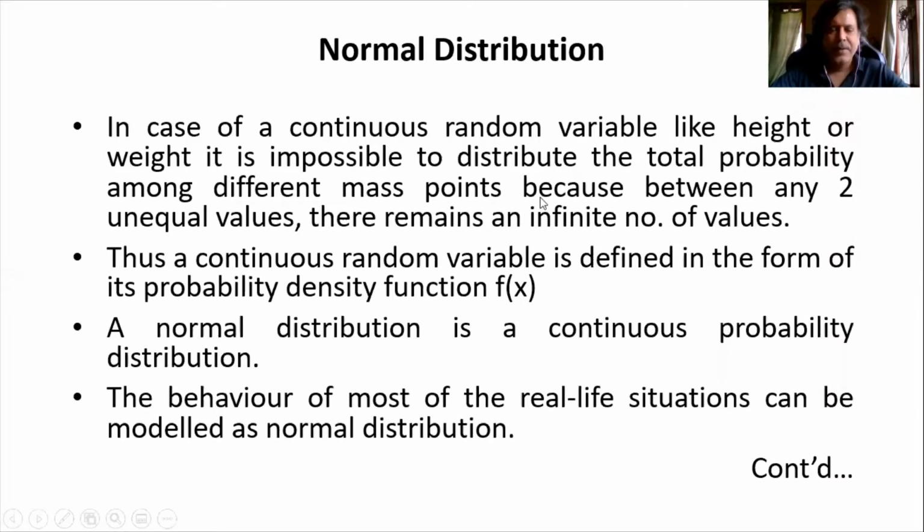Hello everyone. In this video, we'll be seeing a very important probability distribution which has huge applications in various fields. That is the normal distribution. So far, whatever we had seen, that is binomial and Poisson, they both are discrete probability distributions. But in case it is a continuous random variable like height, weight, salaries, wages, profits, sales, etc., then it is impossible to distribute the total probability among different mass points.